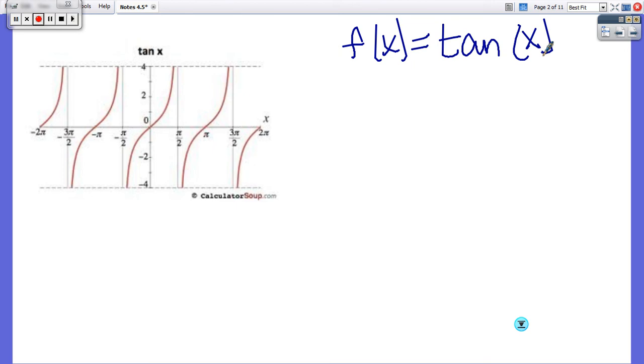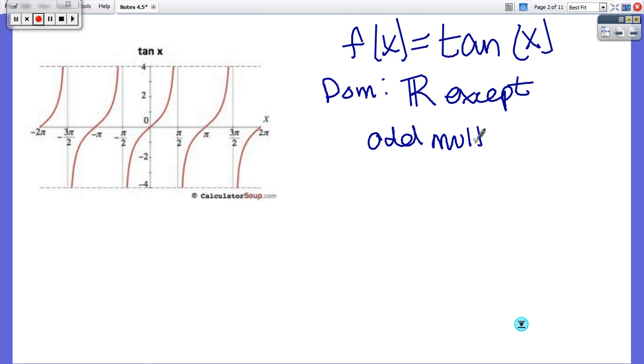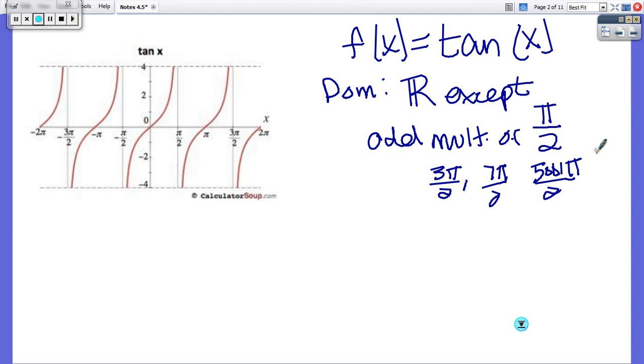So the tangent graph has a domain of all real numbers except the only numbers that aren't allowed to go into this function are odd multiples of pi over 2. So I'm going to write odd multiples of pi over 2. So what does that mean? That means 1 pi over 2, that means 3 pi over 2, that means 7 pi over 2, that means 5001 pi over 2. None of those are allowed to go into this function.